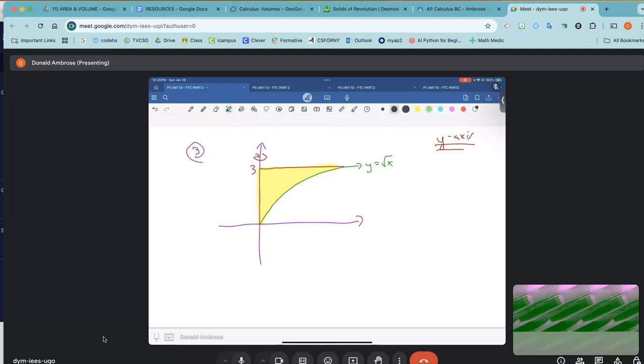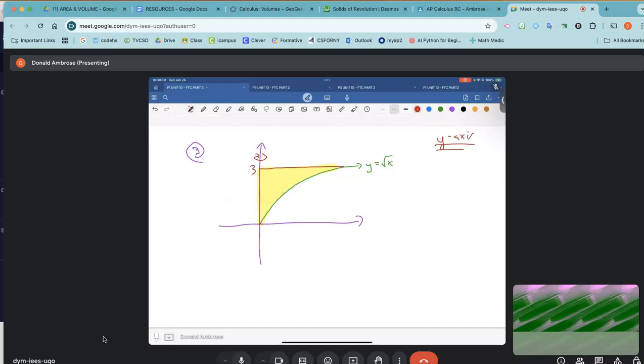So here, the region that is going to be revolved to form our solid comprises y equals square root of x, y equals 3, and the x-axis. So the region is that yellow region, and we're going to form the solid by revolving this, but we're going to revolve about the y-axis now, not the x-axis. So this region is going to get revolved that way.